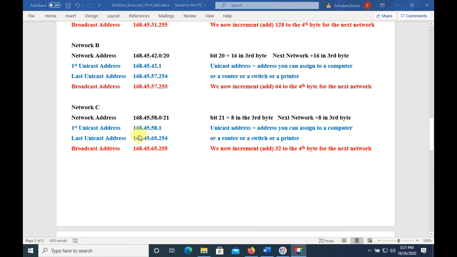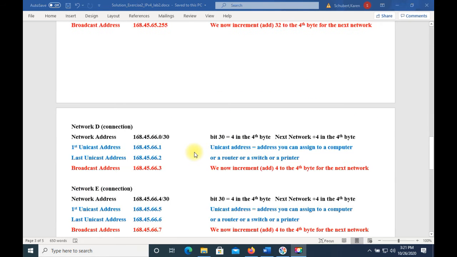Similarly, network C, here the last network bit we took is bit number 21. So this one can accommodate over 2000 hosts or unicast addresses. And we see we have to increment the third byte. We go from 58 all the way up to 65. And we increment the fourth byte from 1 to 254. The last address in network C, 168.45.65.255, is the broadcast address.